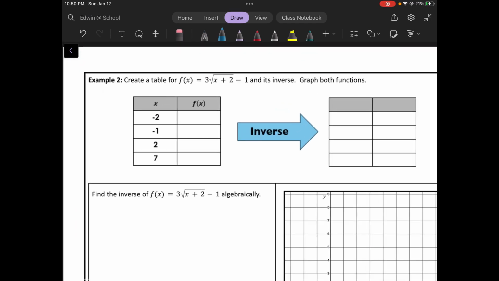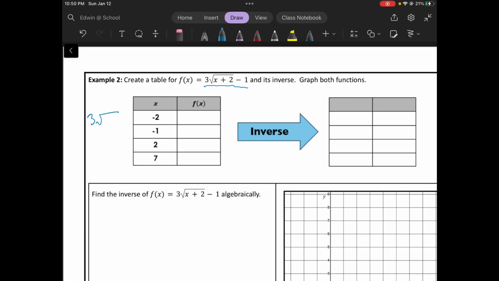The last example we're going to go over is this one. We have a square root function, f of x is equal to 3 times the square root of x plus 2, minus 1. So we need to create a table for it, which means we just have to plug in the x values and then we'll find its inverse. So we're kind of going the other way around. We started with a quadratic function, and then we found its inverse, which was the square root. And now we're going the other way around to see what kind of difference we'll have.